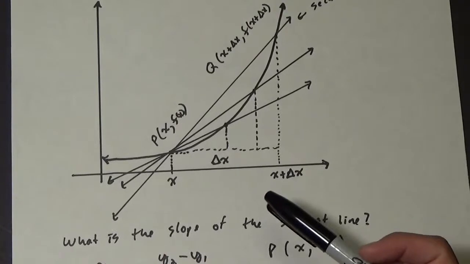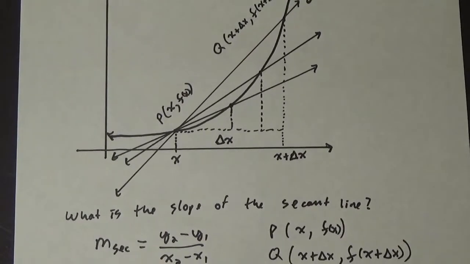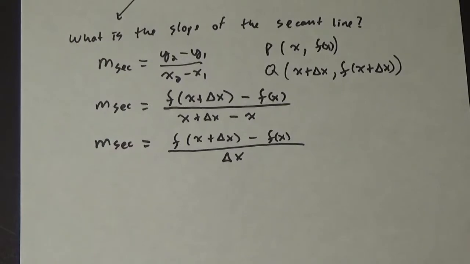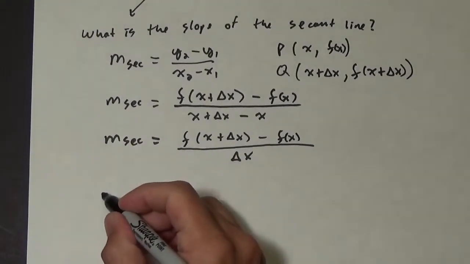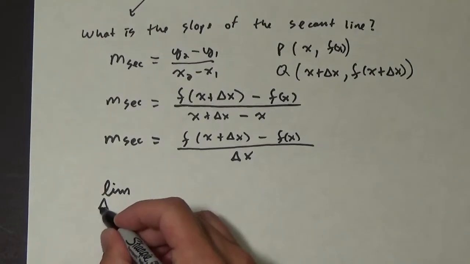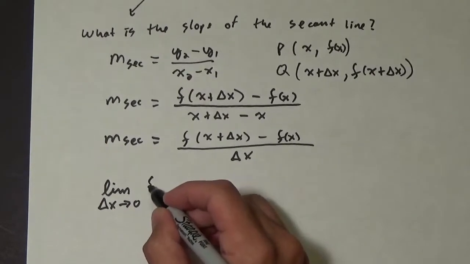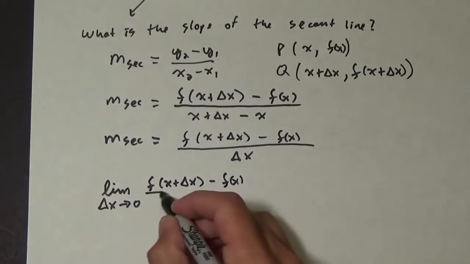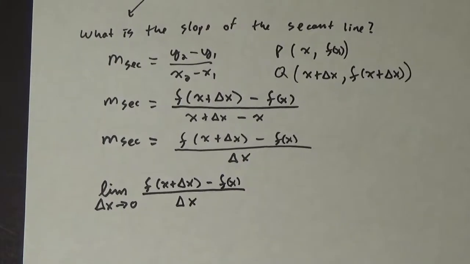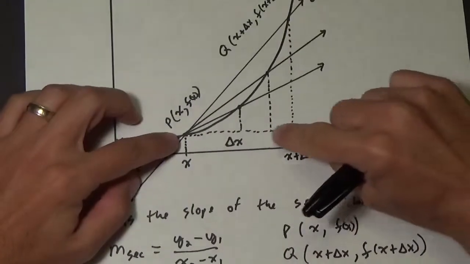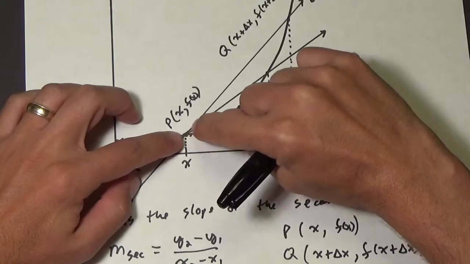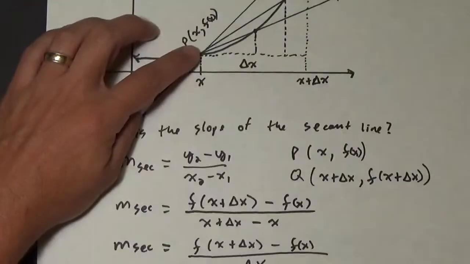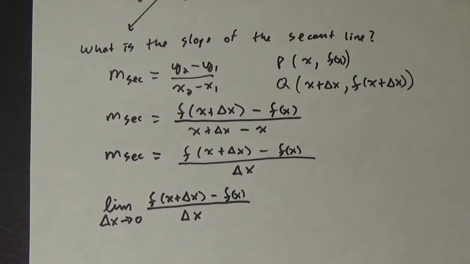Well, we have looked at a mathematical operation that helps us do that. And that is the limit. So what if we were to take the limit as delta x approaches 0 of f of x plus delta x minus f of x all over delta x? So if we were to actually make delta x approach 0, but not actually get to 0, because that's what a limit does, then at some point we should have the slope of the tangent line.